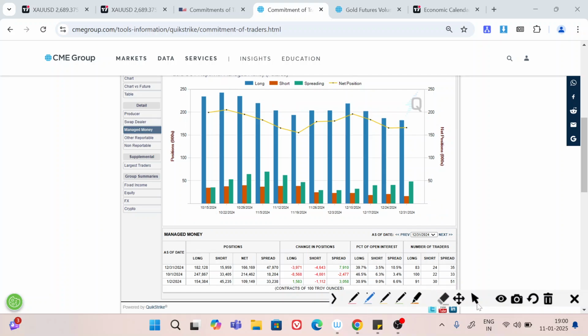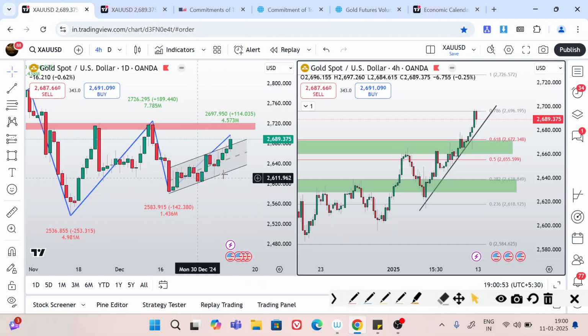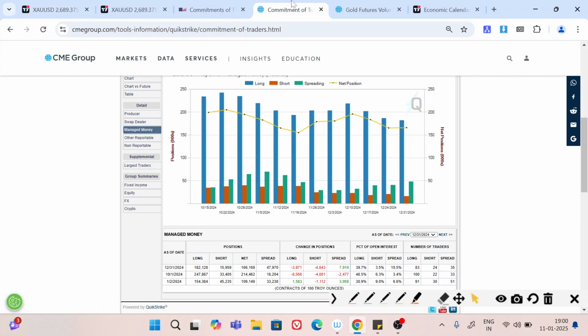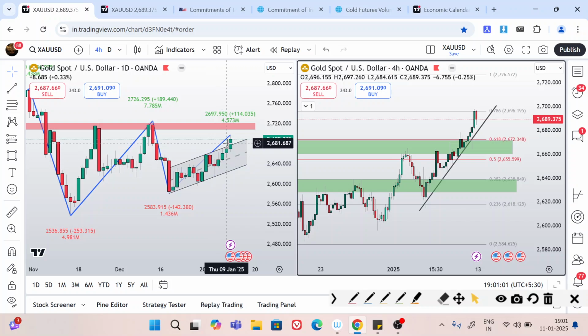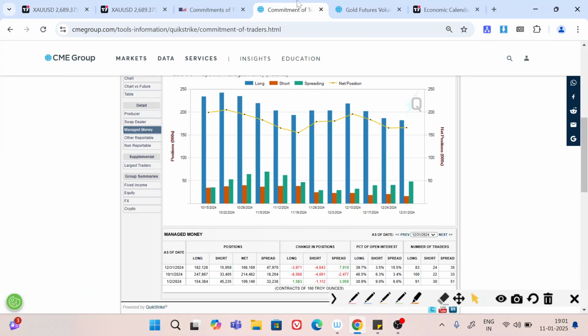Why? Because in the previous week we have seen a good bullish rally. So if they are adding into the long, then this will add another confirmation for a good bullish move that can continue to move into the higher side. So we have to wait for that data, and as soon as the data is available, I'm going to share that with you on the Telegram channel.